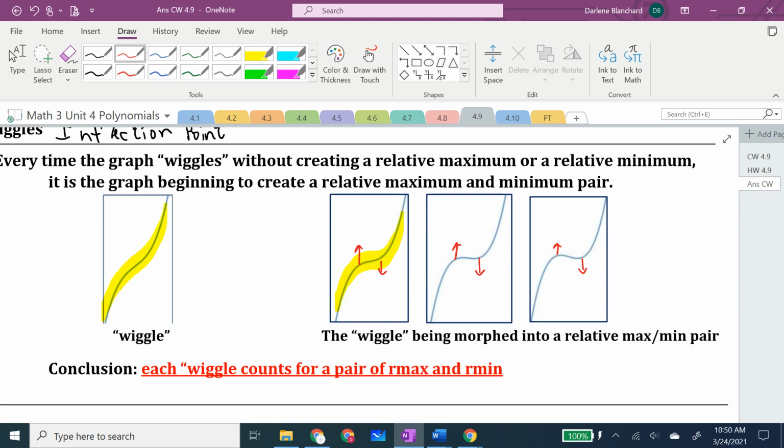And it's like I'm grabbing onto those points and pulling them.